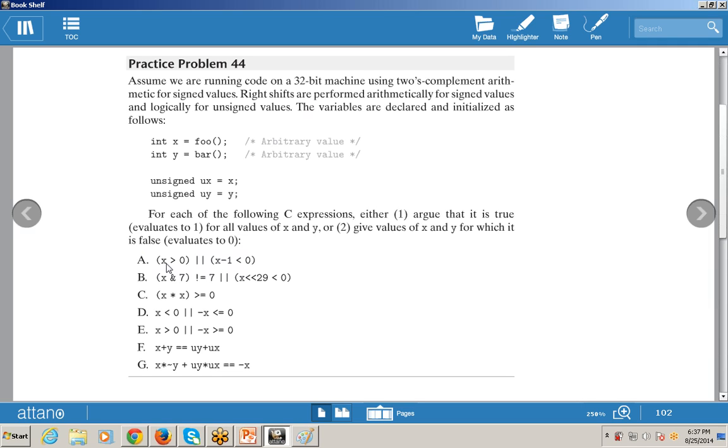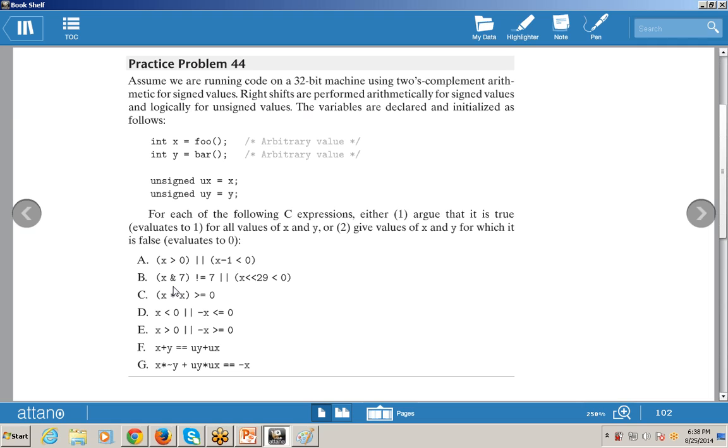The first expression is x is greater than 0 or x minus 1 is less than 1. So suppose I am using the value 1. So 1 is greater than 0, the output is true. 1 minus 1 is less than 0, the output is false. This is the OR operator. In the OR operator, if any one of the conditions is true, then the output is true. So in this case the first condition is true, but the second one is false, yet the output is 1, because in OR, if any condition is true, the output is true.